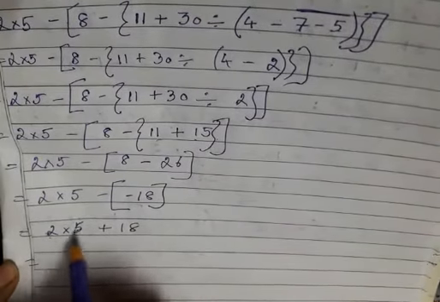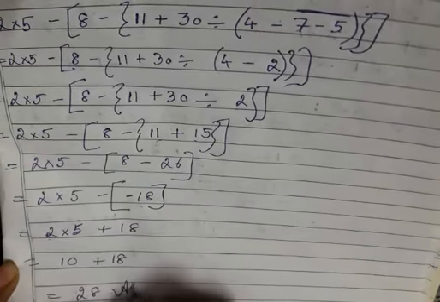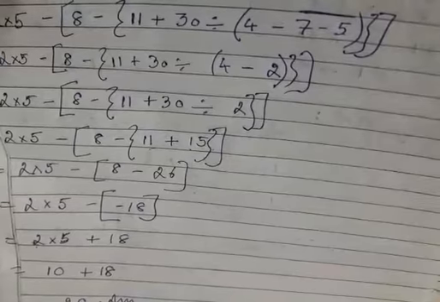First we will solve this one. 2 fives are 10, plus 18, and our answer is 28. Children, please practice this chapter.